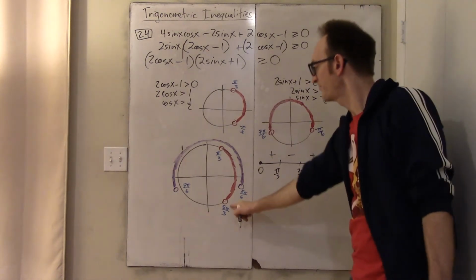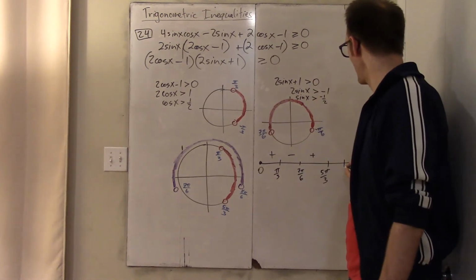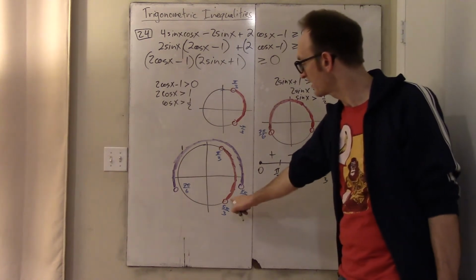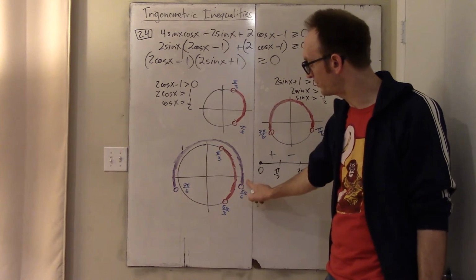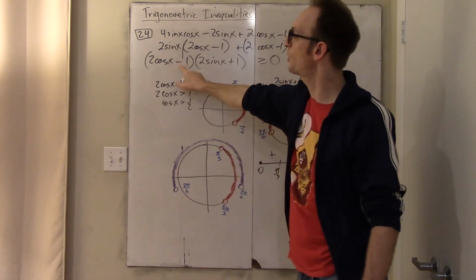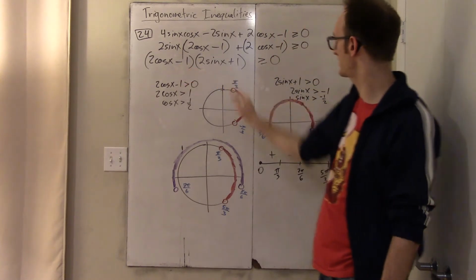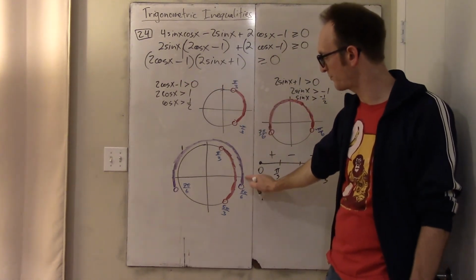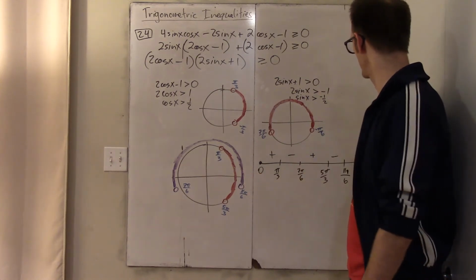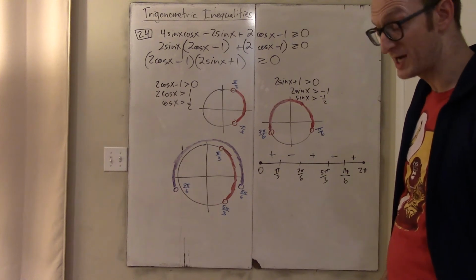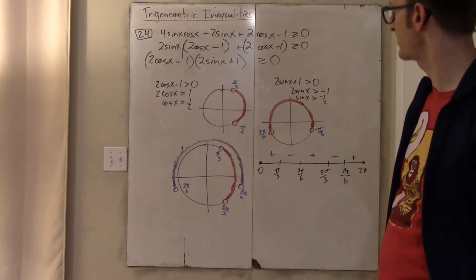And from 5 pi over 3 to 11 pi over 6, this one is positive, but the purple is unshaded, which means that 2 cosine x minus 1 is positive, but 2 sine x plus 1 is negative, so the product is negative. And then on this tiny interval from 11 pi over 6 to 2 pi, they're both shaded, so they're both positive, so their product is positive.